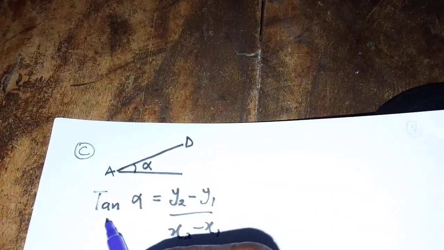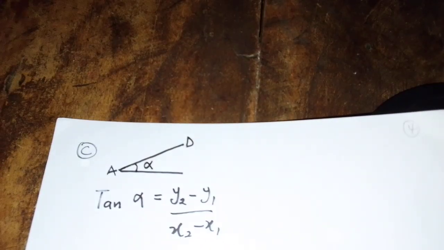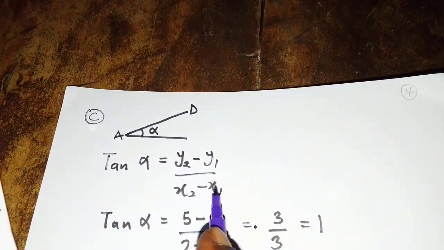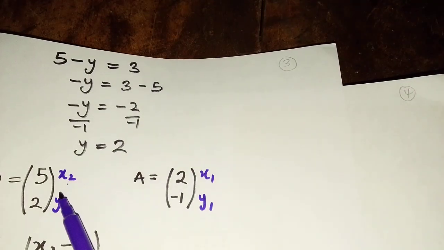The question says C. Express AD in the form K theta, where K is the magnitude and theta the direction. So we are told to look for the angle of AD. That means if this is line AD, this will give us the angle to the horizontal. So you can take your tan alpha to be y2 minus y1 over x2 minus x1. So now what is your tan alpha? Our y2 will be equal to 5.